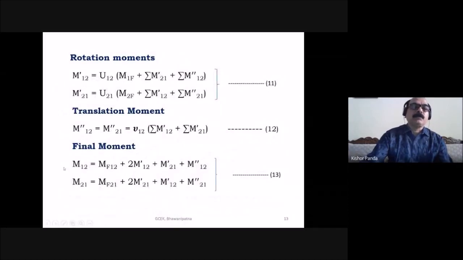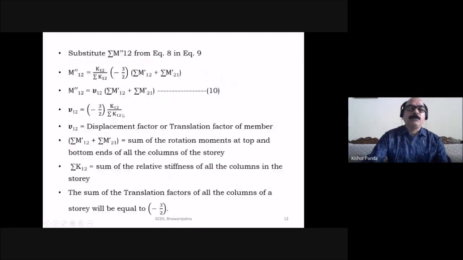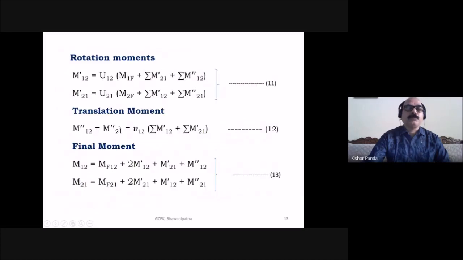So rotation factor, what is the formula? Minus half k by summation of k. And displacement factor or translation factor, what is the formula? Minus 3 by 2 k by summation of k. This is for the vertical members. The translation factor can be used for the vertical members only. And the sum of the translation factor of all the columns of a story will be equal to minus 3 by 2. You have to check.